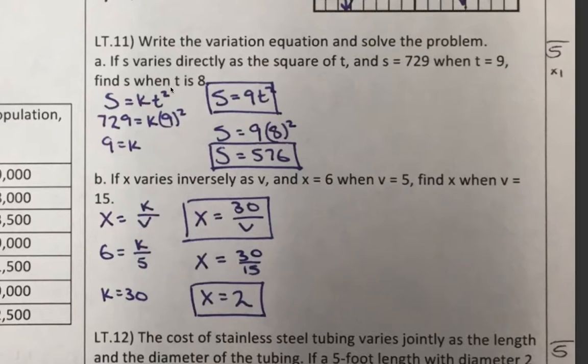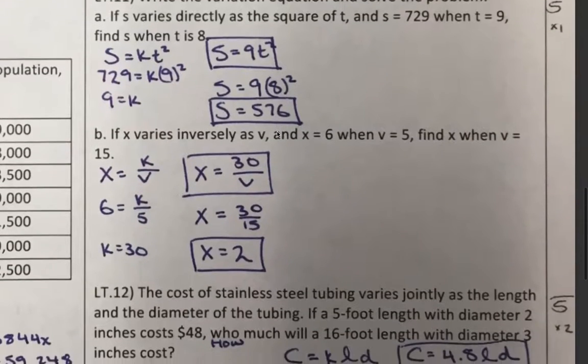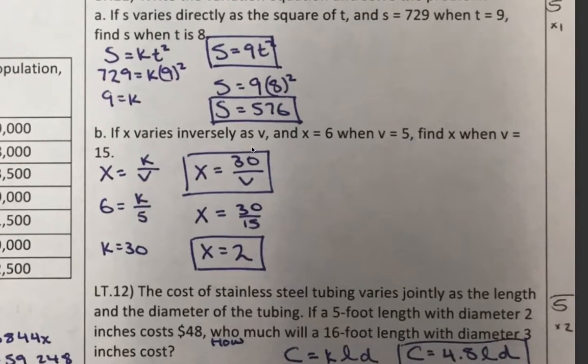The final part is it tells me, find s when t equals 8. So now I plug that in, and the rest is pretty easy. 8 squared times 9 is 576, and that's it. So let's see, part B, if x varies inversely, that means it's k divided by v, inversely means divide. And so x equals 6, I plug that in for x, and v equals 5, I plug that in for v, and I'm able to solve for k by multiplying both sides by 5. I get 30. So my equation is x equals 30 divided by v.